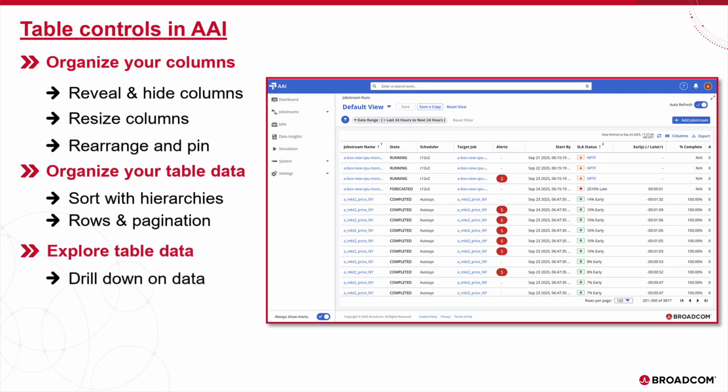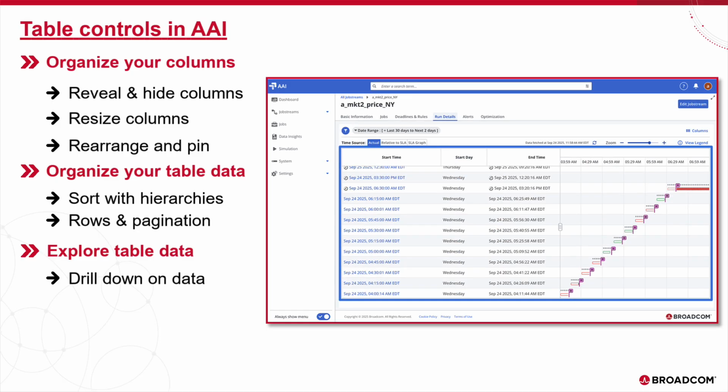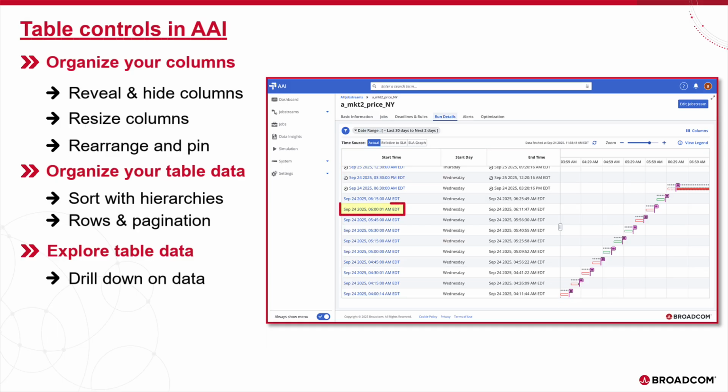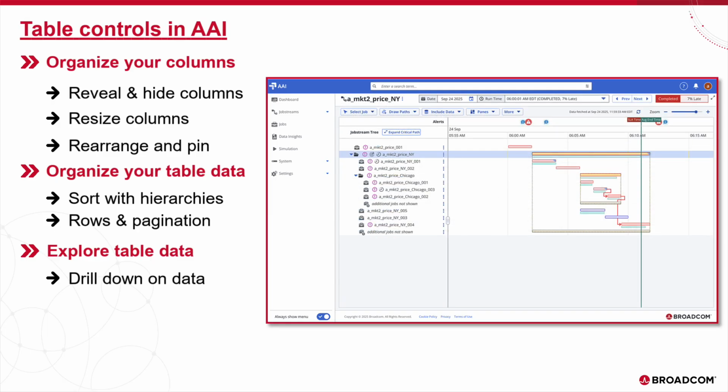Tables in AAI include more than just static data. Many cells are interactive. Fields displayed as blue hyperlinks open additional panels or take you to related pages. For example, clicking on a jobstream name opens the jobstream's Run Details tab, while clicking the Start Time hyperlink from within the Run Details tab opens the Gantt chart view of that specific run.